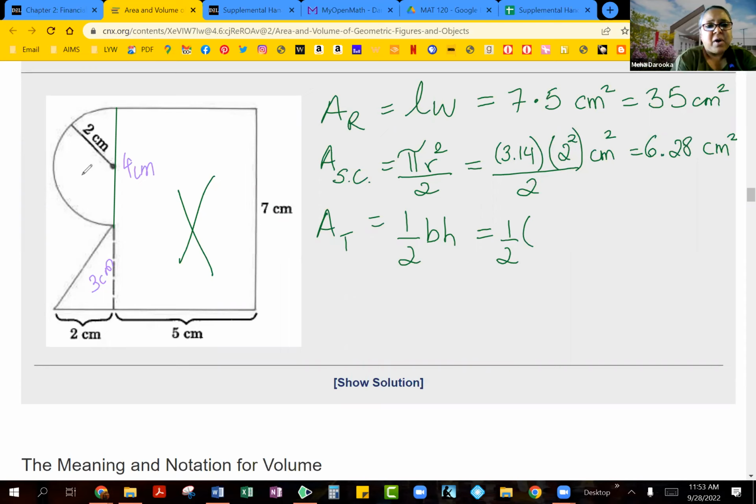And then the last part, so this guy is done. The last part is going to be the triangle. Now, can you tell me which side becomes the base and which one is the height in our triangle over here? What do you treat as the base and the height? Because remember, the height has to make a 90-degree angle with the base. So what is your height? What is your base?